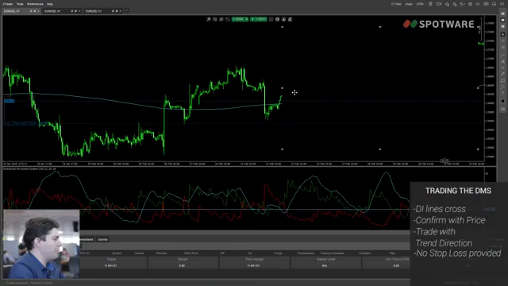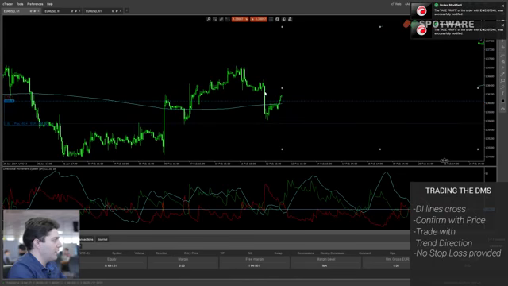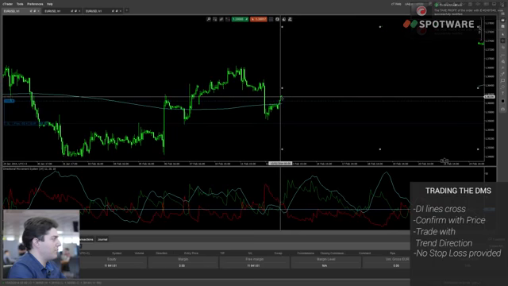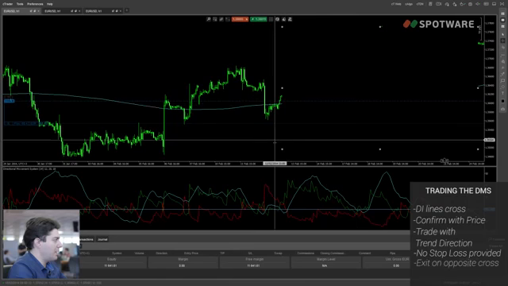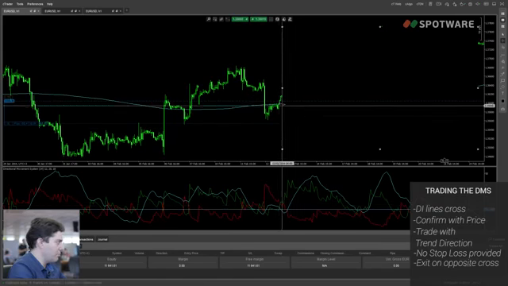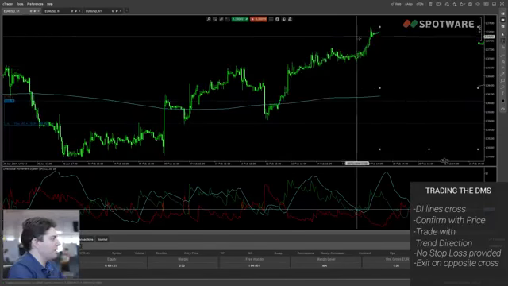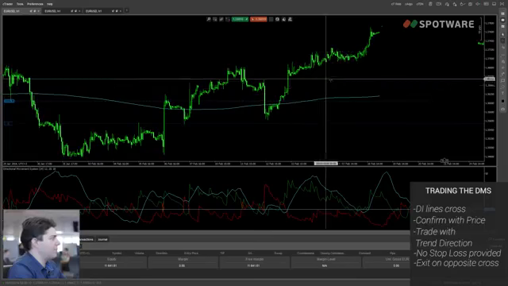Now that we have placed our stop loss, we also need to place our exit. This indicator also does not tell you where to put your take profit, but what it does provide is two ways to exit your trade. One way is to exit on the opposite cross. Here we entered long on this cross, and we can exit on this cross. See, we can exit here, and we're going to be successful.